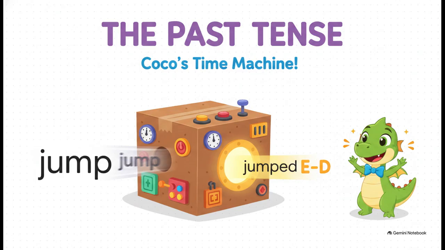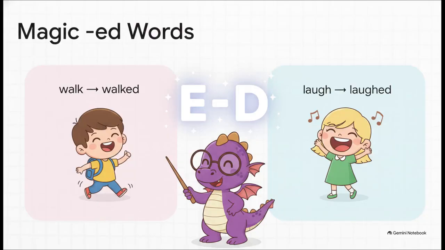Let's try another one together, and I'm going to need your help on this. We've got the action word jump. What do you think happens when jump steps into our time machine and travels back to yesterday? Go ahead and shout the new word out for me. Yup, you hit the nail on the head. It becomes jumped. You attach those magic ED letters perfectly. Jump becomes jumped.